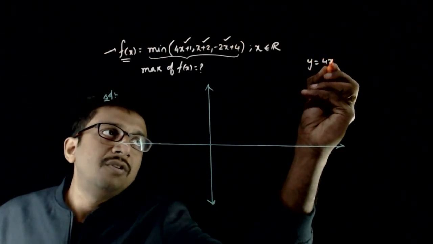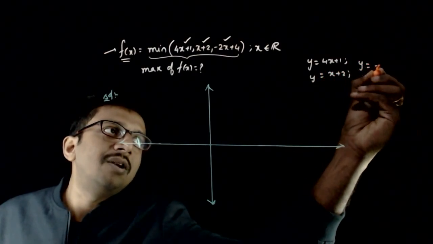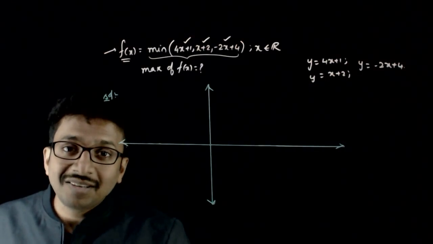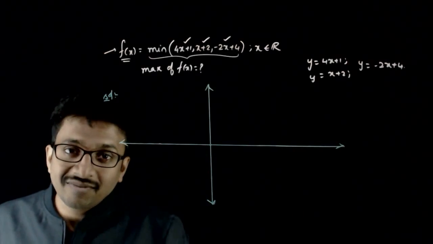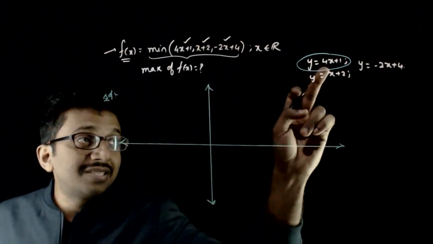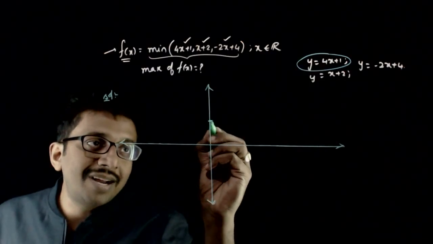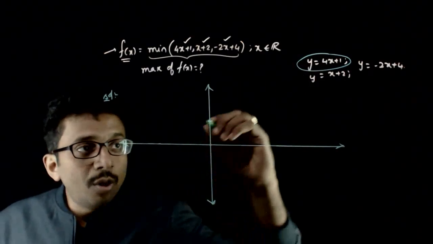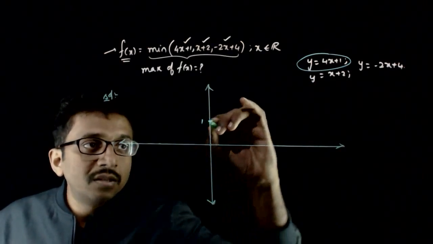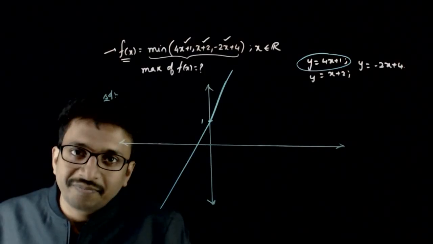So y is equal to 4x plus 1, y is equal to x plus 2 and y is equal to minus 2x plus 4. What is the nature of the graphs of these functions? These are nothing but straight lines. First, let us draw the first straight line. This line has slope 4 and y-intercept 1. So if you take y-intercept as 1, this graph has slope 4, that is, it's a very steep line with y-intercept 1. So you have a line like this. This is how the line looks.